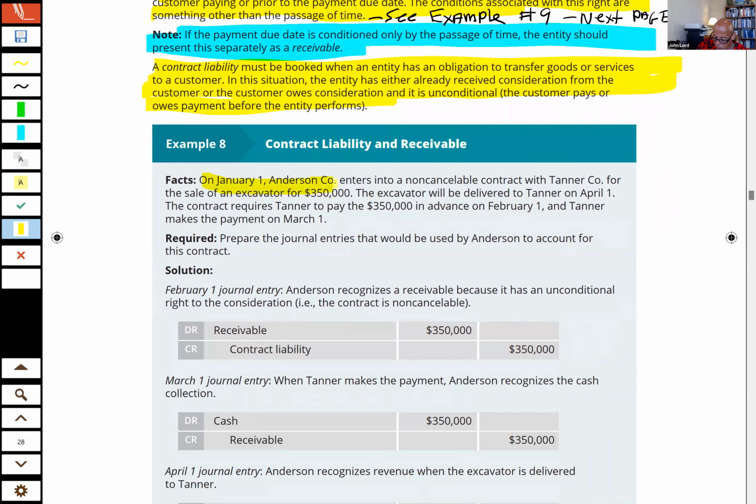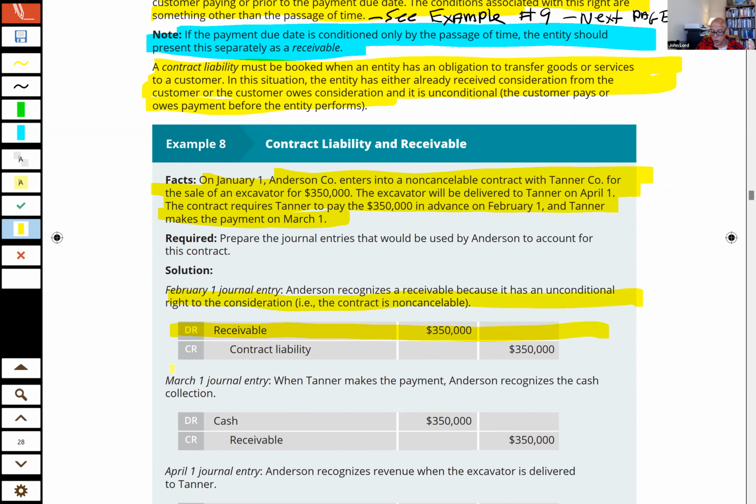On January 1st, Anderson Company enters into a non-cancelable contract with Tanner for the sale of an excavator of $350,000. The excavator will be delivered on April 1st, but the contract requires Tanner to pay in advance on February 1st, and they make the payment finally on March 1st. Now, I don't know why they waited until March to pay, but they did. And the only reason they did that is to show that what?